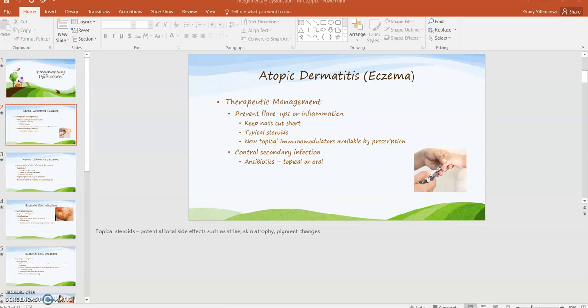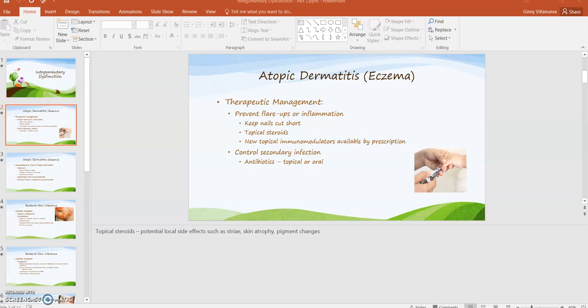So, continuing on with integumentary dysfunction, part 2. I believe I may have started with the last slide of the part 1 PowerPoint, but this is the beginning of the part 2 PowerPoint, atopic dermatitis, and it has a continuation of therapeutic management. The biggest thing also with the pediatric population is to keep the nails cut short and trim, not only clip them short, but then file them so that there are no sharp edges.